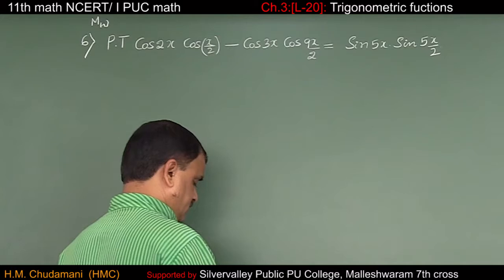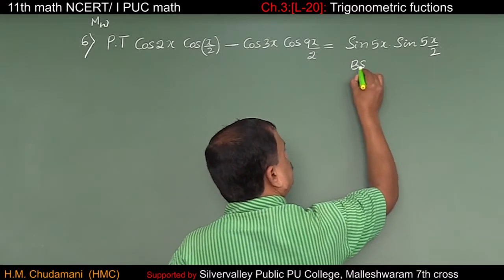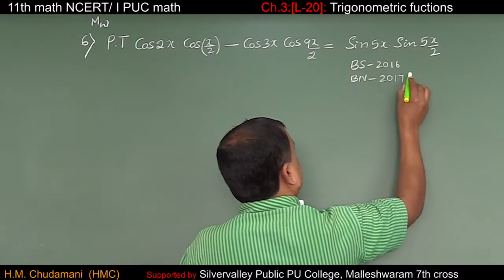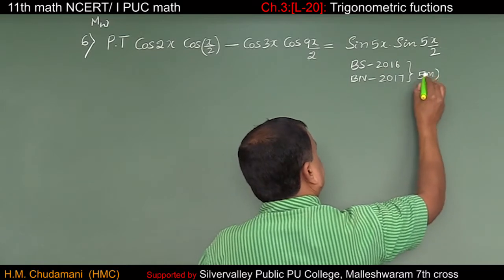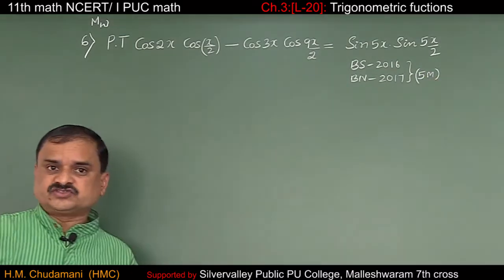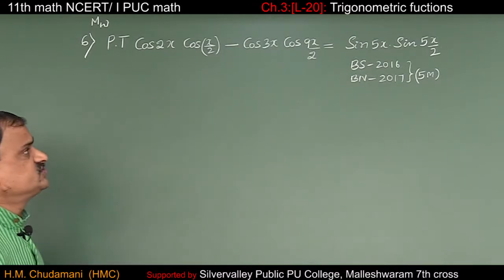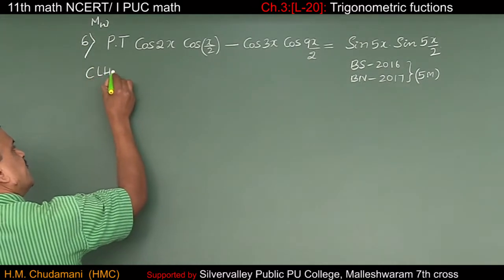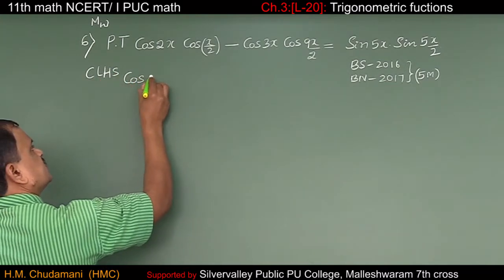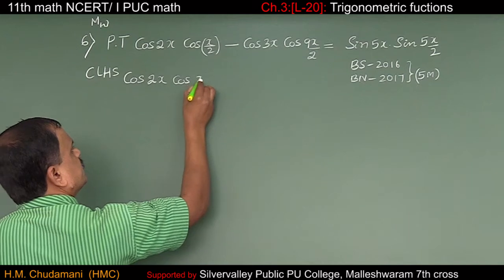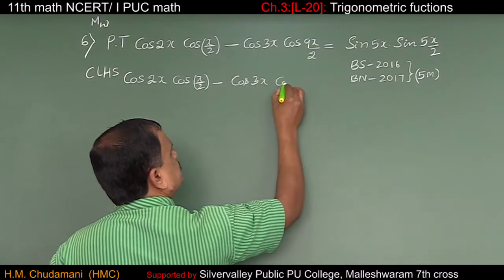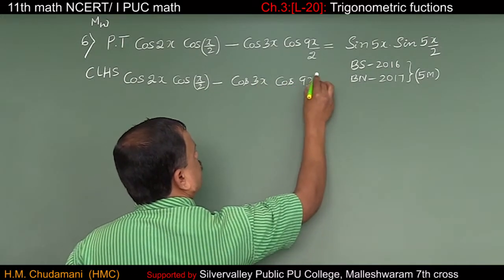We are supposed to prove this. It appeared in the year 2016 South Zone, 2017 North Zone in the 5 mark section. Cos 2x into cos x by 2 minus cos 3x into cos 9x by 2 is equal to sin 5x into sin 5x by 2, we are supposed to prove. Consider the left hand side. Let us prove the RHS.